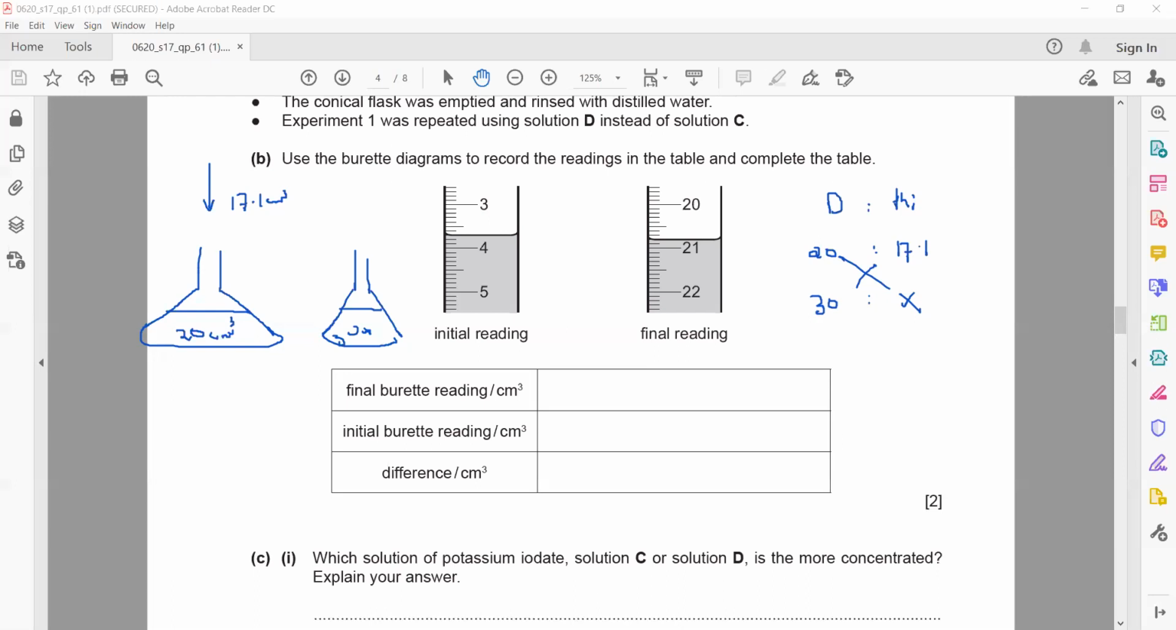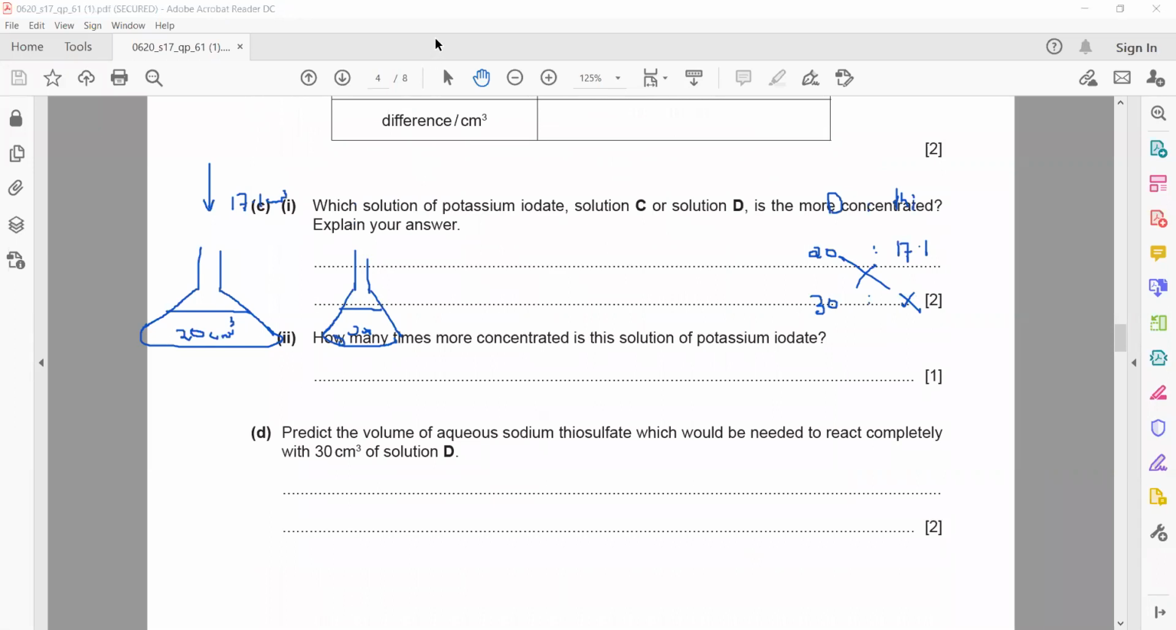25.6. So how much? We need 25 point. You have to show this working here. That's why it's 2 marks. 1 mark is for showing the working, and the second one is for your answer. 25.65. Because a burette can read about 0.1 cm cubed, 25.6 is acceptable. 7 is also acceptable if you're rounding off.